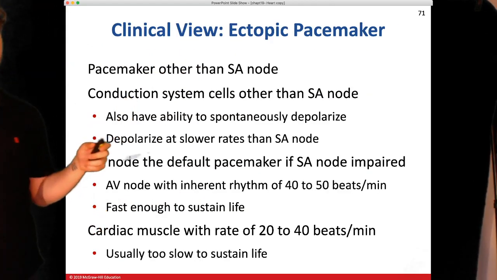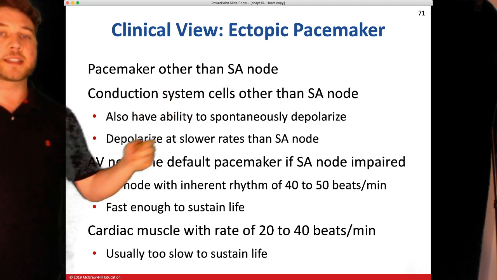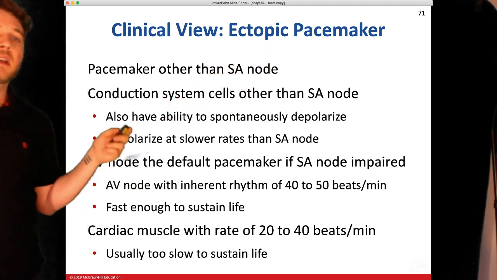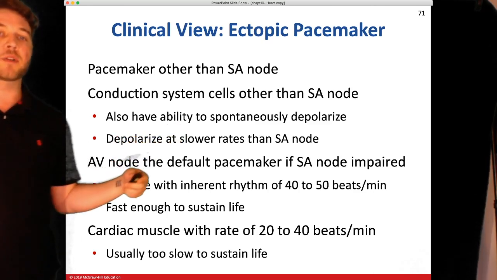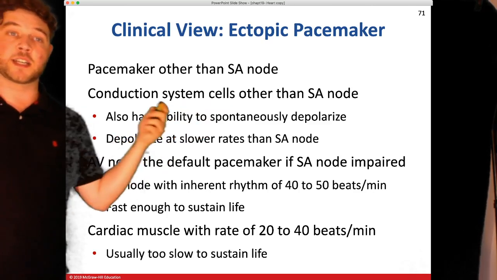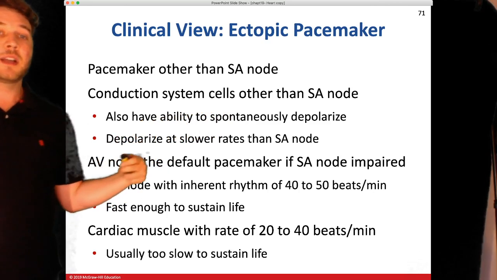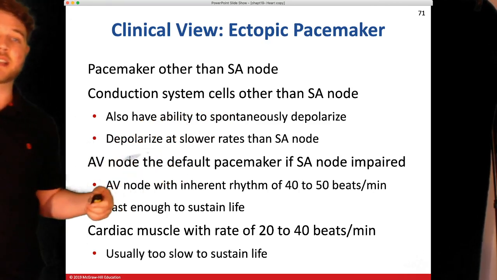An ectopic pacemaker is a pacemaker other than the SA node, so ectopic. Conduction system cells other than your SA node also have the ability to spontaneously depolarize. So other cells in this conduction system can act as the pacemaker. They depolarize at slower rates than your SA node, though.